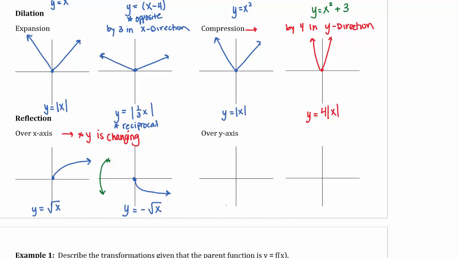So we're going to try over the y-axis this time. y equals the square root of x. So again, just that same parent function, just a sketch. When we talk about over the y-axis, x is changing. Because the y-axis is up and down, and if I'm going to flip over the y-axis, I'm going from left to right. So it would face this way over the y-axis. And you can see that since it's going from left to right, x is changing. So in my equation, I need to change x.